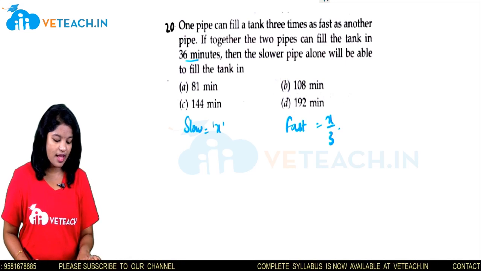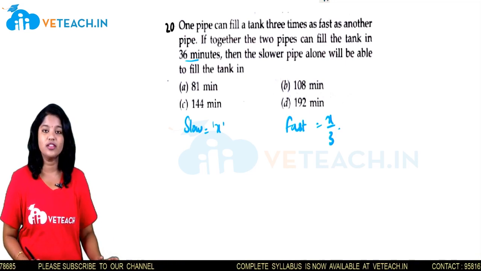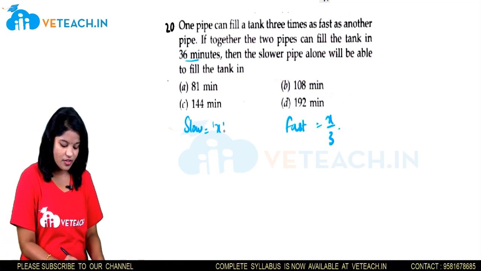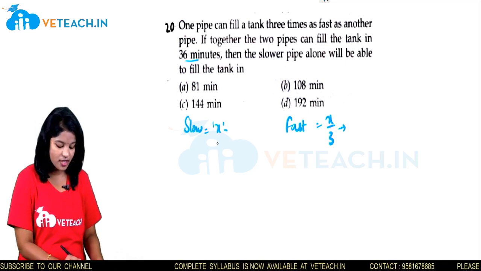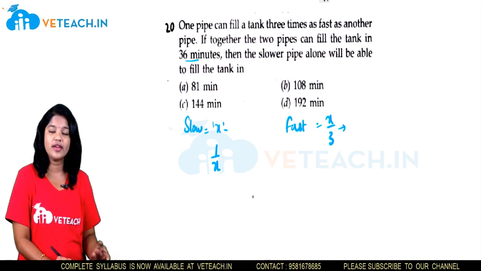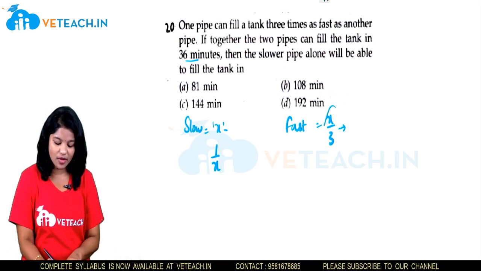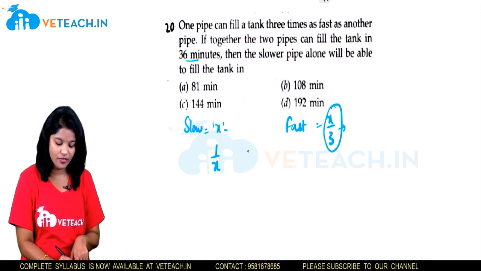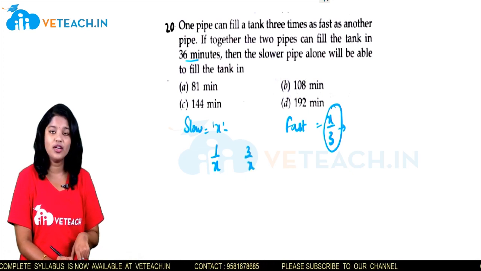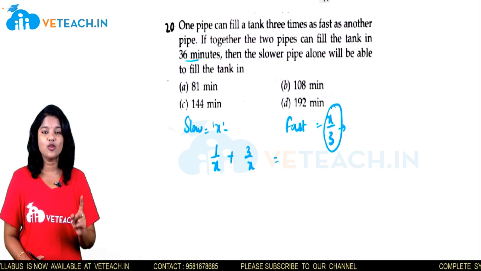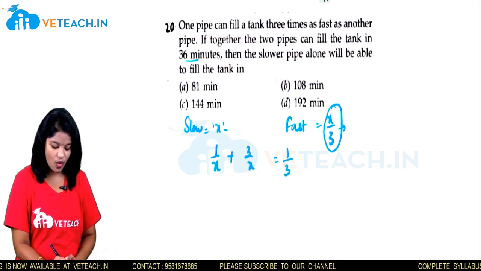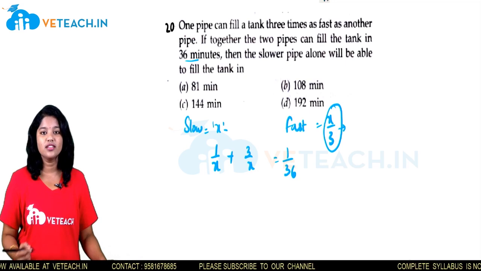Now both pipes take 36 minutes to fill the tank. So the slower pipe will fill in x minutes, the faster will fill in x/3 minutes. So per 1 minute the slower pipe will fill 1/x of the tank, and per 1 minute the faster pipe will fill 3/x of the tank. So both the pipes will fill in 36 minutes. So per 1 minute they will fill 1/36 part of the tank.